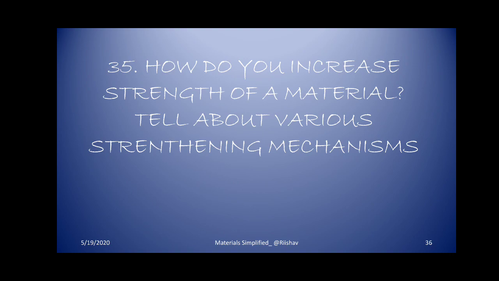Various strengthening mechanisms include, first of all, alloying. How it creates a barrier: if you form an alloy, obviously you are using two metals, and the foreign element will come and sit at the grain boundaries. Or if it's a substitutional alloy, then I'll leave it. I can explain it in this way.